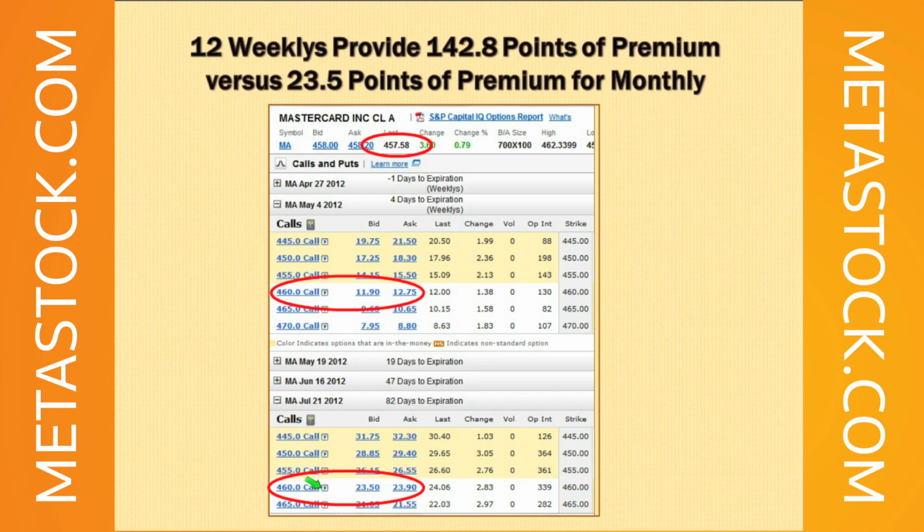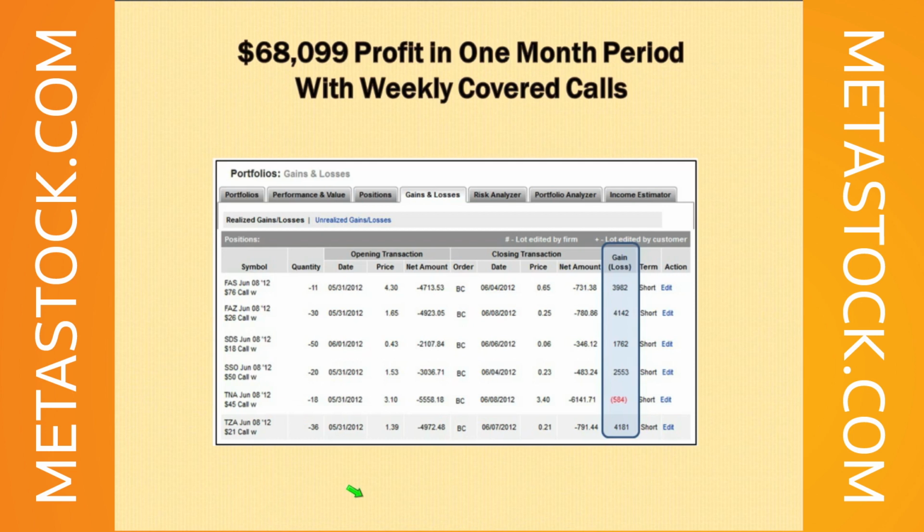Here's an example for MasterCard, and I get to sell 12 of the weeklies at 1190, which would produce about 142 points of premium versus 23.5 points over the same time period. So again, these weeklies generate a lot more premium over the same period of time compared to monthlies.